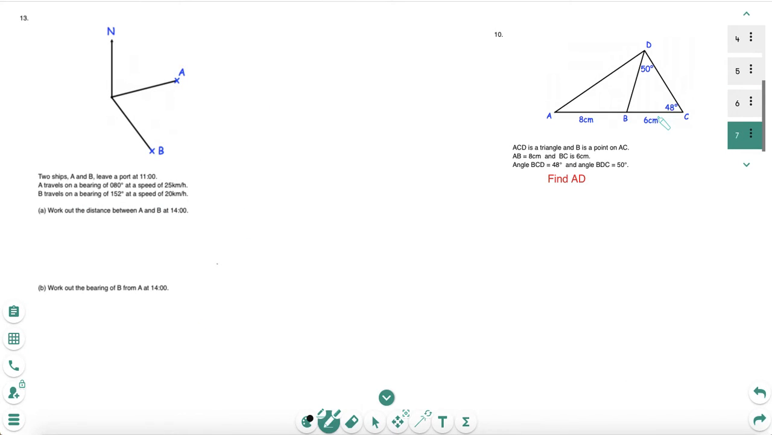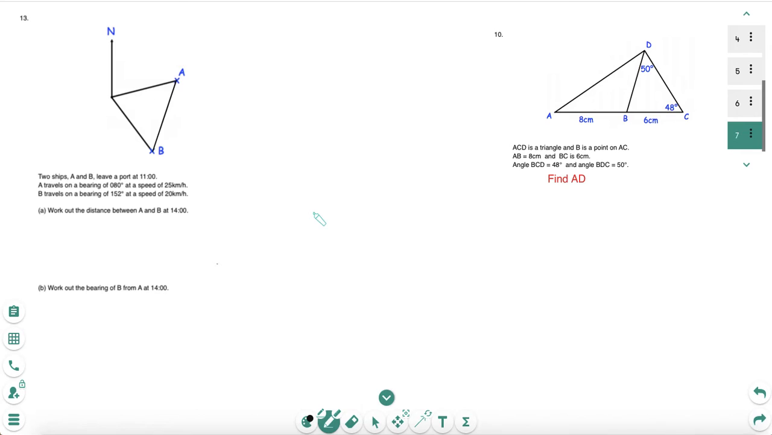Last one. So a tricky question. Two ships, A and B, leave a port at 11. A travels on a bearing of 80 at a speed of 25. B travels on a bearing of 152 at a speed of 20. Work out the distance between A and B at 2 o'clock. So I want to find the distance between A and B. Boom. So I'm going to draw that line.